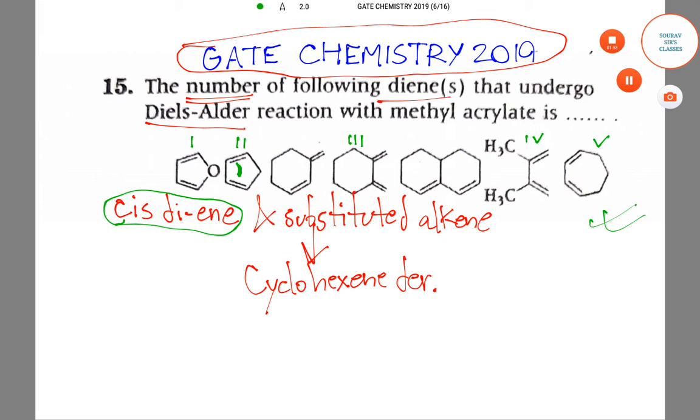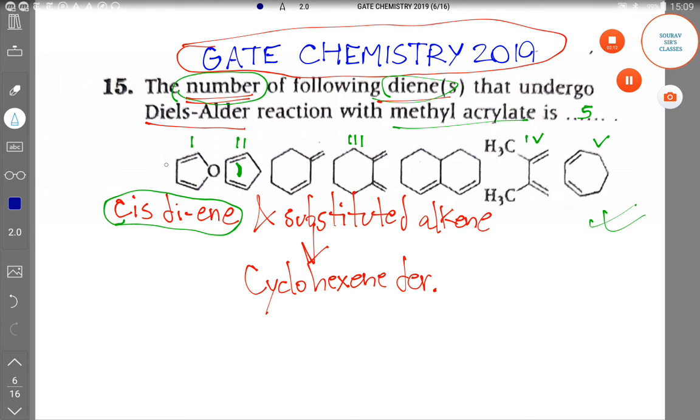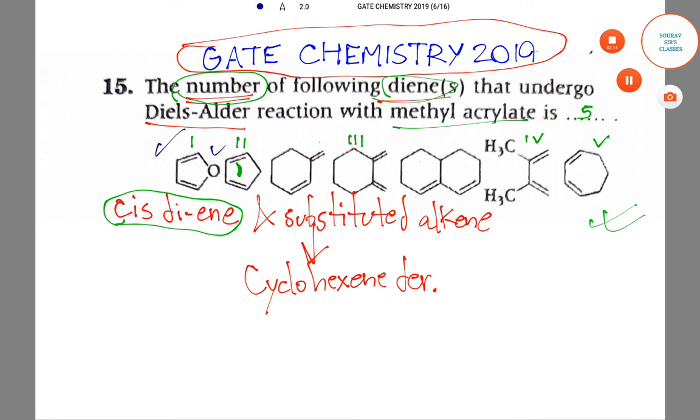So according to the question, the number of dienes which would undergo Diels-Alder reaction with methyl acrylate is 5. So which are the following compounds? 1, 2, 3, 4 and 5. So our answer is 5.